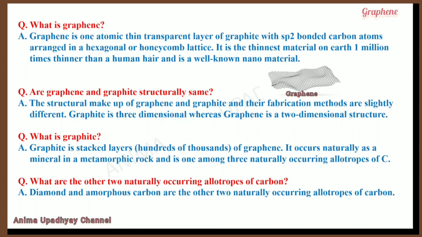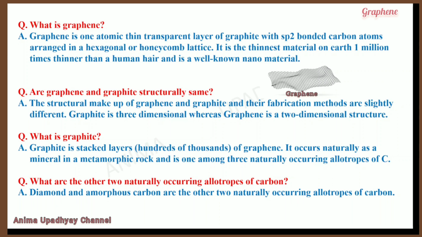To understand how the graphene layer looks like, I have given you the image of a layer of graphene. Are graphene and graphite structurally same? No. Graphite is a three-dimensional structure, whereas graphene is a two-dimensional structure. So there is a slight difference in the structural makeup of graphene and graphite and also in their fabrication methods. What is graphite? When many layers, hundreds of thousands of graphene are stacked one above the other, it forms graphite.